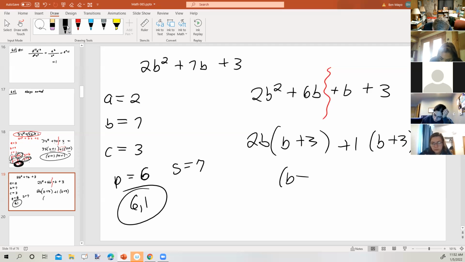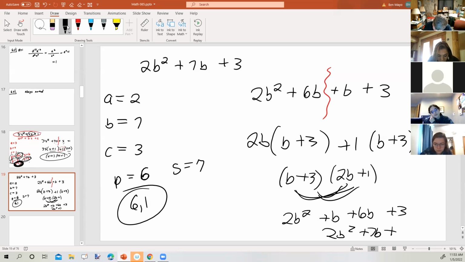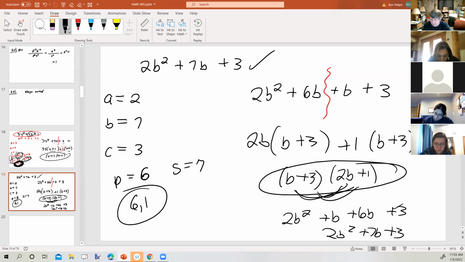So taking out the greatest common factor, there's the takeout and the leftovers. I didn't do this on the last problem, but I'm going to do this now. I'm going to check my work. So this is going to be what? 2b squared plus b plus 6b plus 3, 2b squared plus 7b plus 3, check, check, check. So there we go. We good to go on this one?